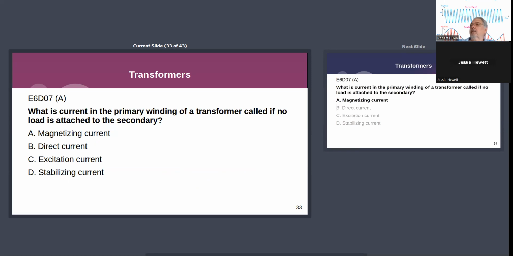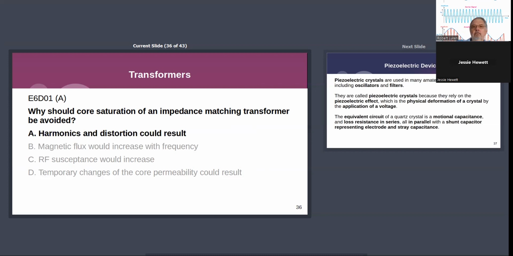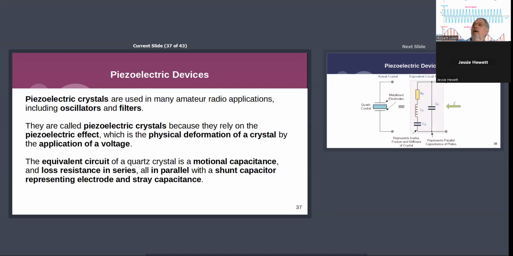So what is current in the primary winding of a transformer called if no load is attached to the secondary? Magnetizing current. Why should core saturation of an impedance matching transformer be avoided? I don't know. Maybe it's... All right.